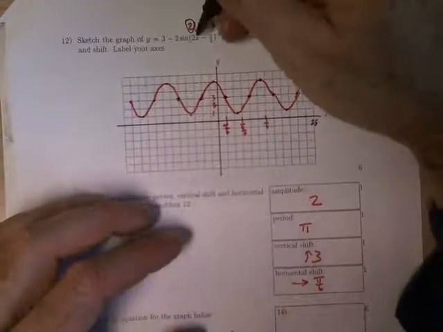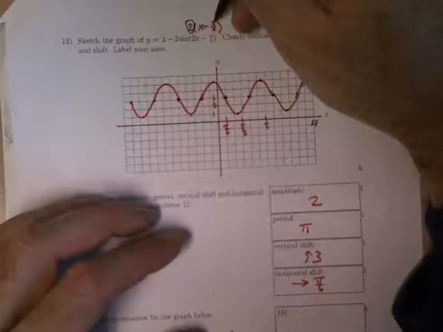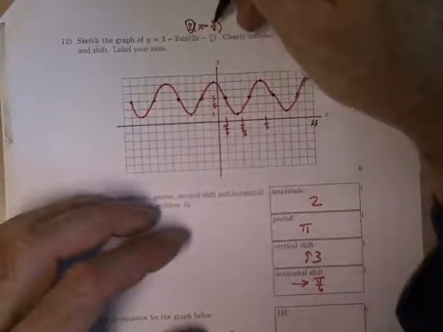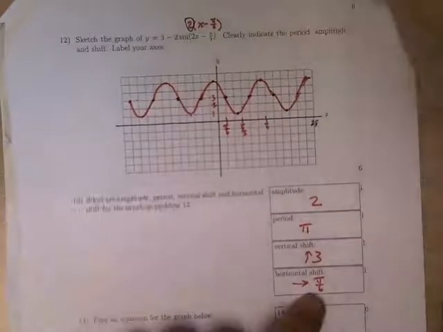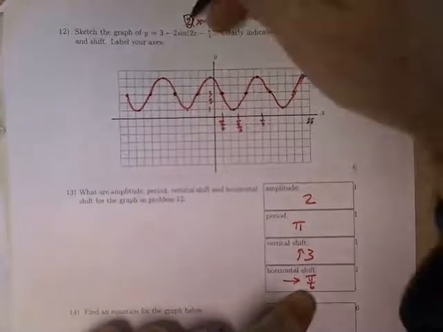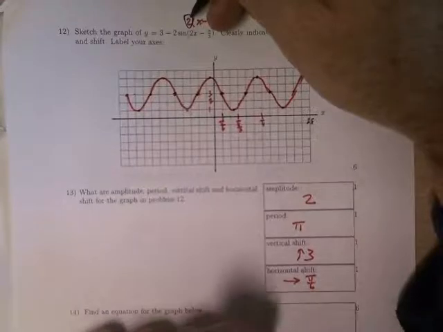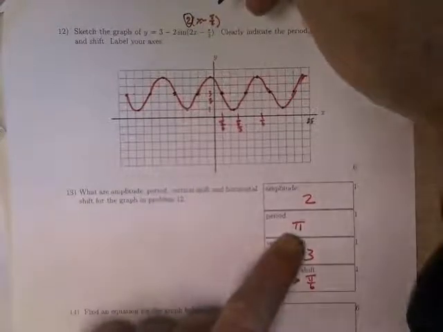So here we go. First thing I do is I factor this 2 out of here. So 2 times x minus pi over 6. This lets me see the horizontal shift. Pi over 6 to the right. And I'll write that down here. Also, the 2 lets me see that the period is 2 pi divided by that 2. So the period is going to be pi.